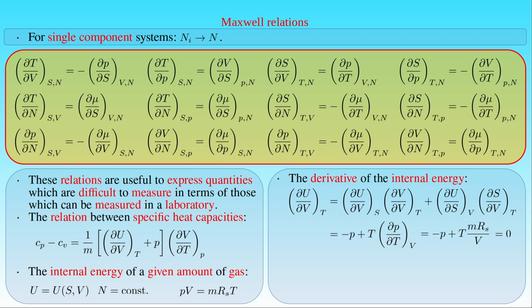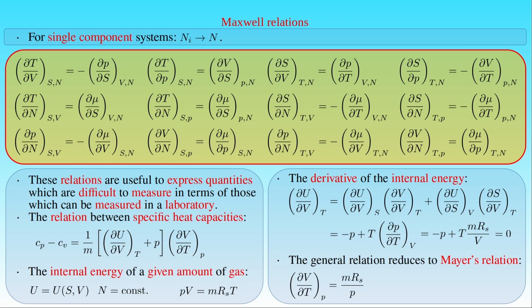on its volume. Then the general relation of the specific heat capacity reduces to Meyer's relation, as the substitution of the ideal gas law into the partial derivative of the volume V with respect to the temperature T at constant pressure P gives the ratio of the mass m times the specific gas constant Rs to the pressure P. By inserting this result into the original relation, the difference between the specific heat capacities can be written as 1 over m times P, times the ratio of m times Rs to P, which is equal to the specific gas constant Rs provided in Meyer's relation.